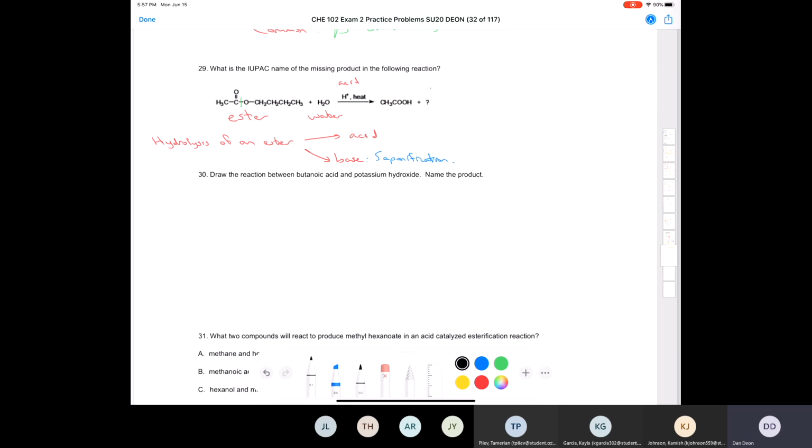So let's write down what we would have left over. We would have our carboxylic acid portion, which is over here, and the other portion is going to be an alcohol, right, which is going to come from this part. So we're going to have our alcohol, and then we have 1, 2, 3, 4 carbons. So 1, 2, 3, 4 carbons, and this is 1-butanol, and that's the acid hydrolysis.